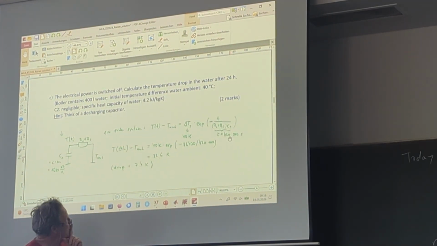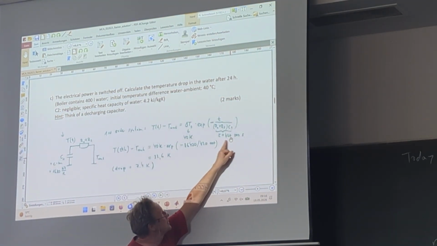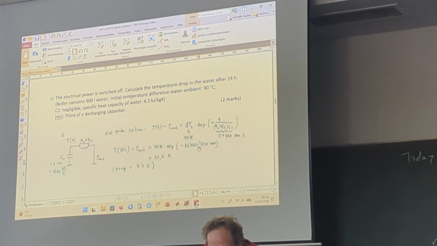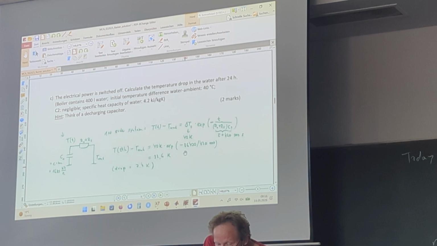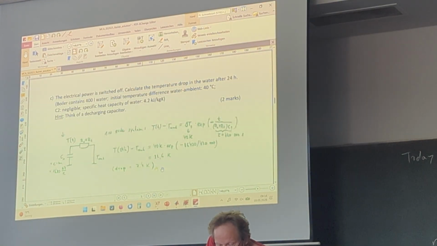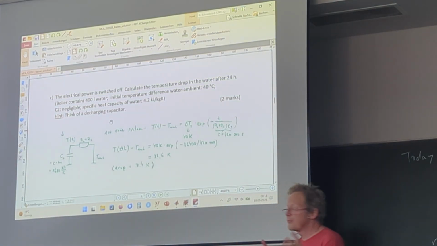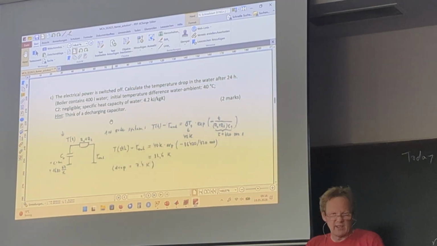Okay, and then R times C is then 420,000 seconds, and a day, 24 hours, has about 86,000 seconds. So we have an exponential drop of minus time divided by time constant. So something. Okay, so what's really important is to see it's a first order system, and when we charge or discharge this, there are exponential functions. Then you can solve everything there.